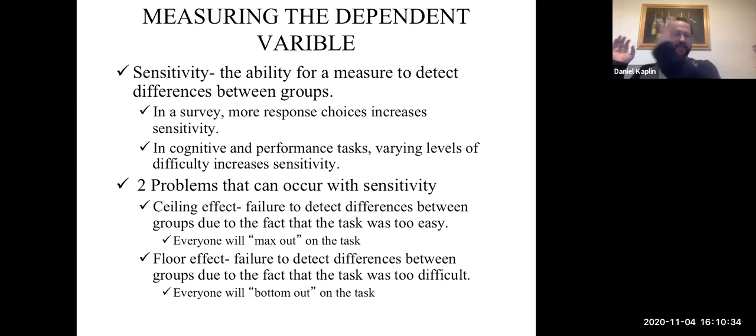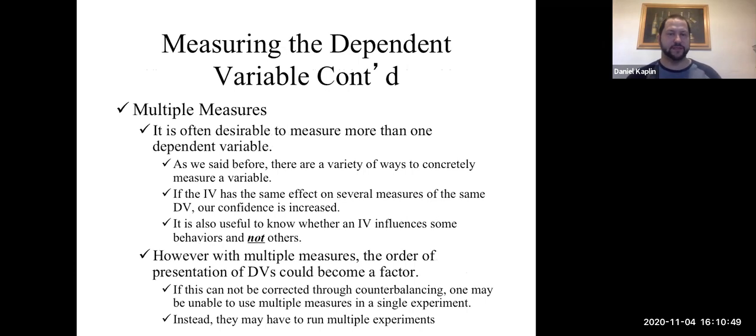But if everybody's getting 90s or above, that's what we call a ceiling effect. If everyone's getting 30s or below, that's a floor effect. And if you don't have sensitivity to your dependent variable, you're not likely to find statistically significant differences. So that's sensitivity.